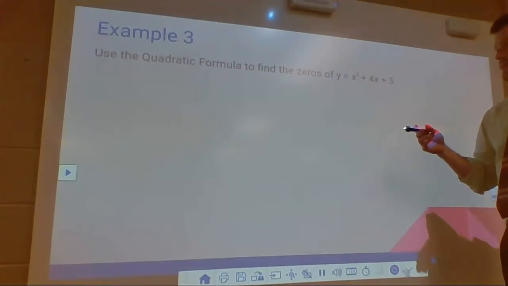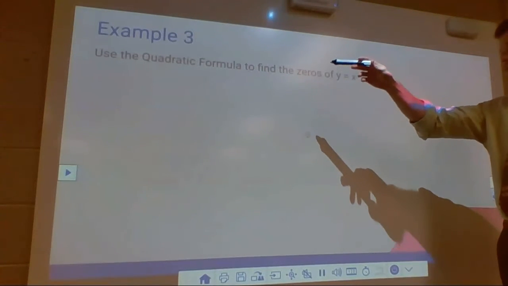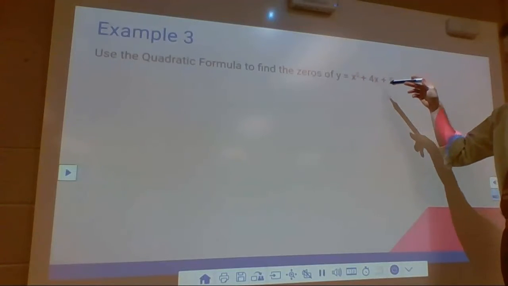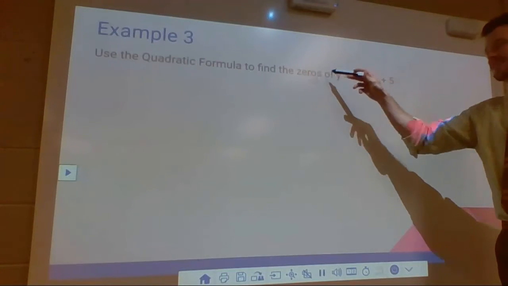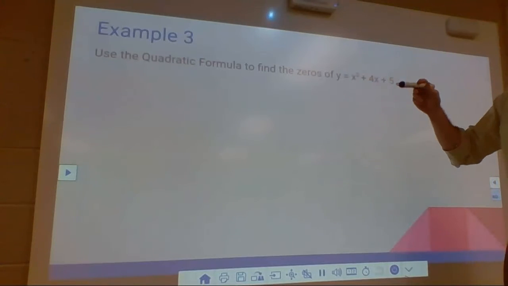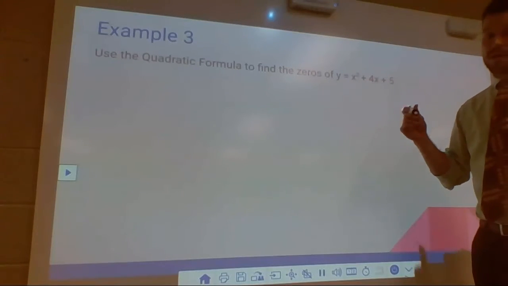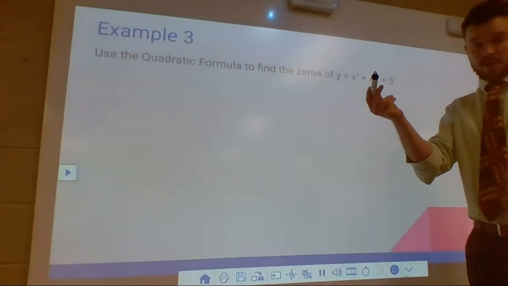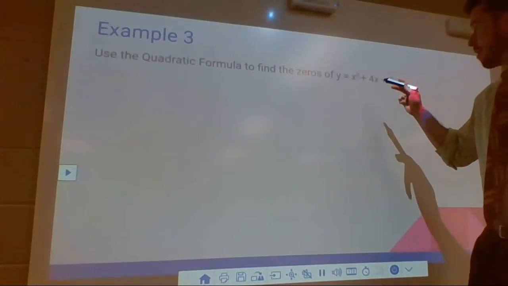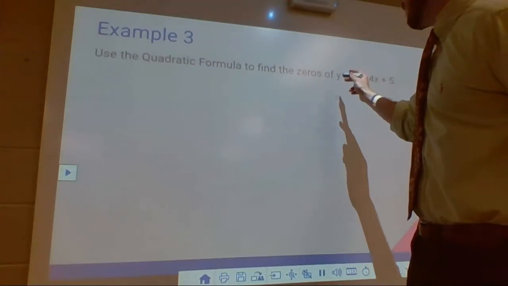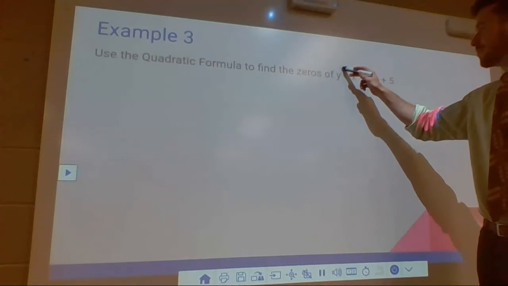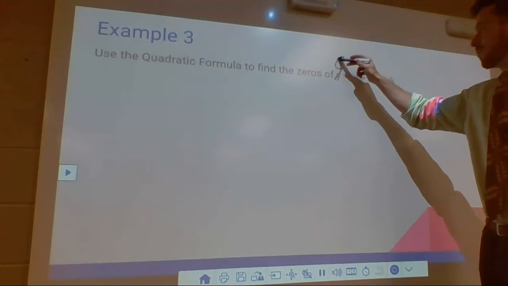Here's our last example. Now we're trying to use the quadratic formula to find the zeros of y equals x squared plus 4x plus 5. We're going to say we're finding the zeros because this is a function. We're trying to figure out where it crosses the x-axis. Now remember, it may not cross the x-axis. We may see an example of that here. Alright, so anyway, to solve this, remember, to find the zeros, we want to set y equal to 0.